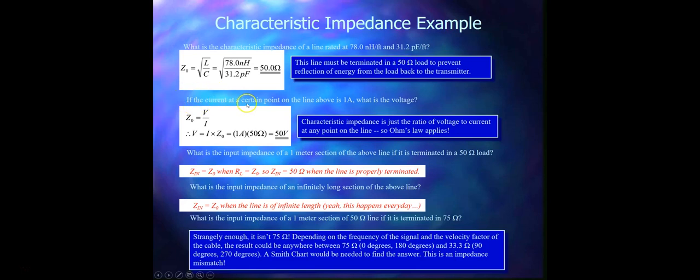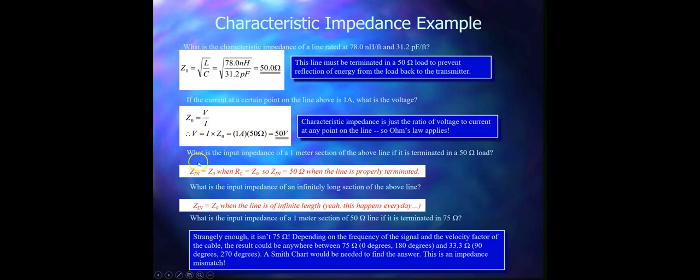Next is, if the current at a certain point on the line is 1 ampere, what is the voltage? So if you know the characteristic impedance, you can easily calculate the voltage. So we know the impedance is 50 ohm. We got it from here. Current is given, so we can easily calculate the voltage.